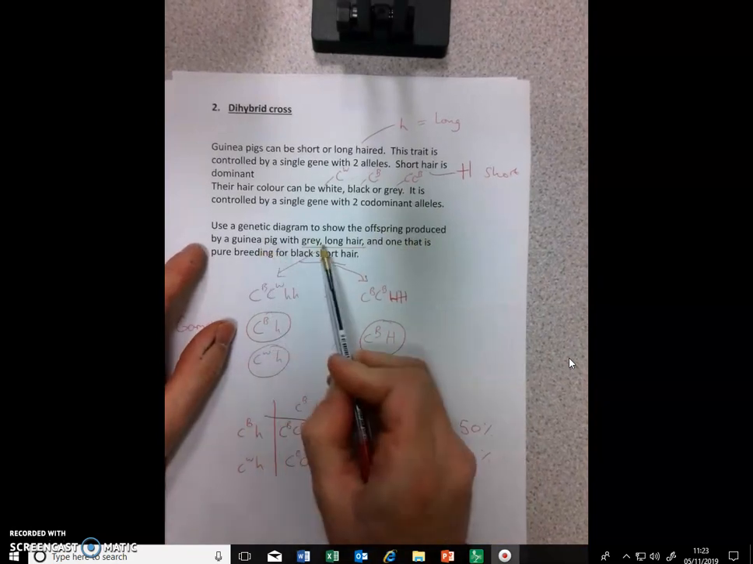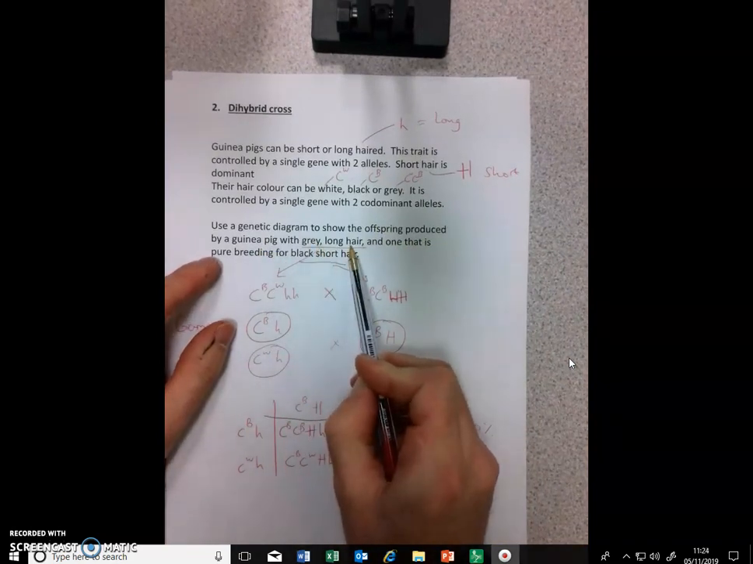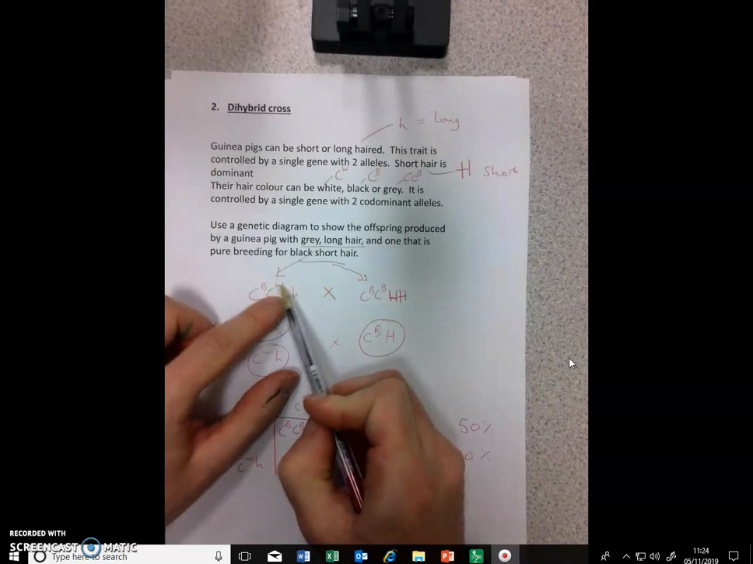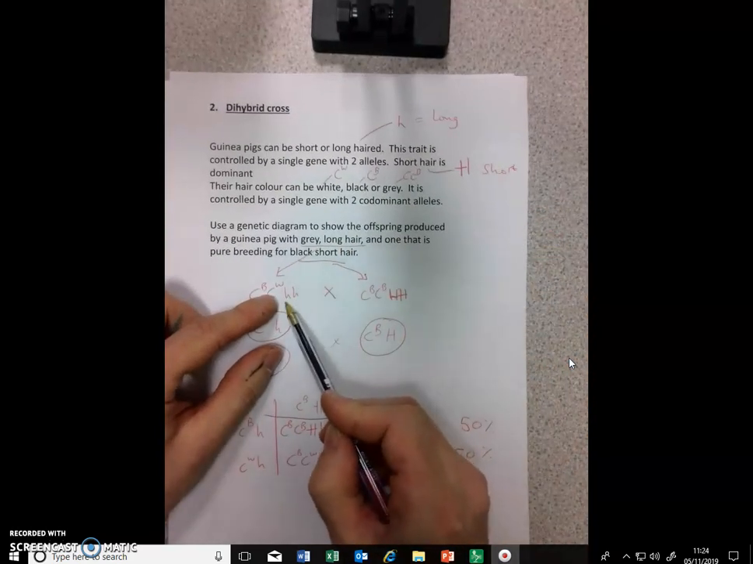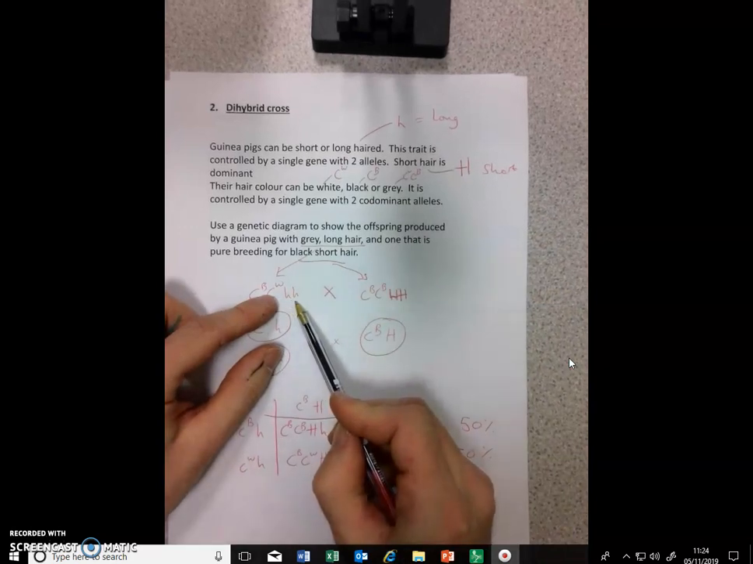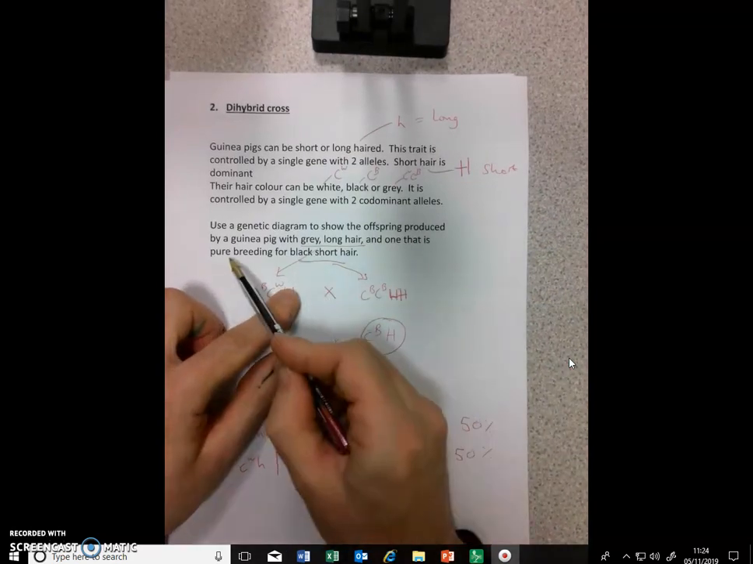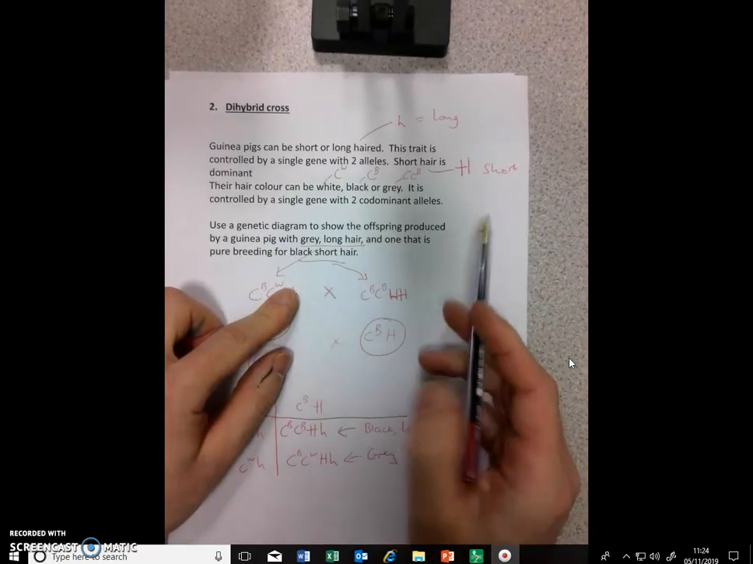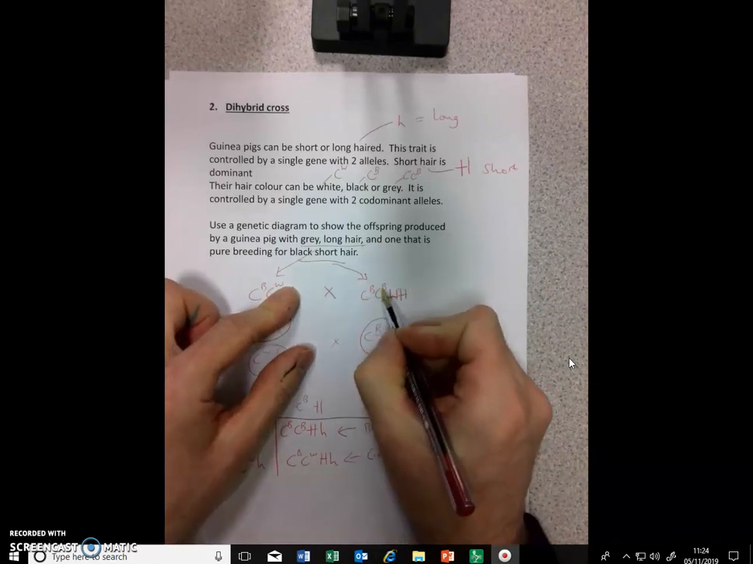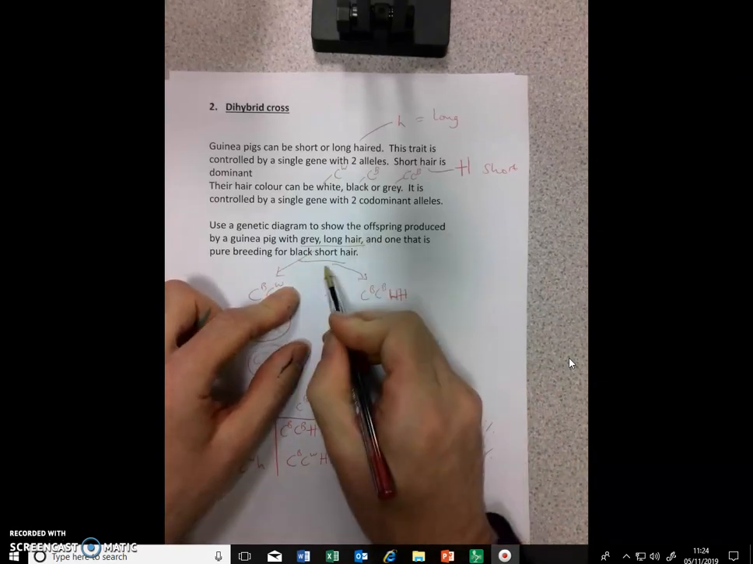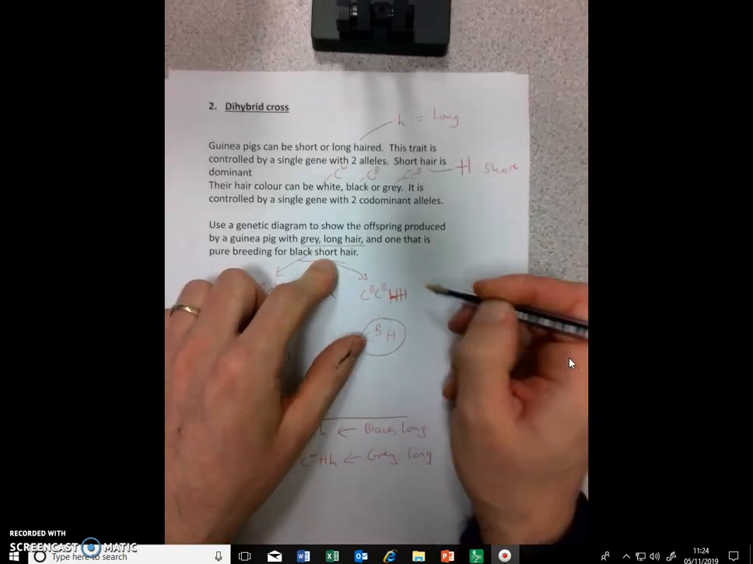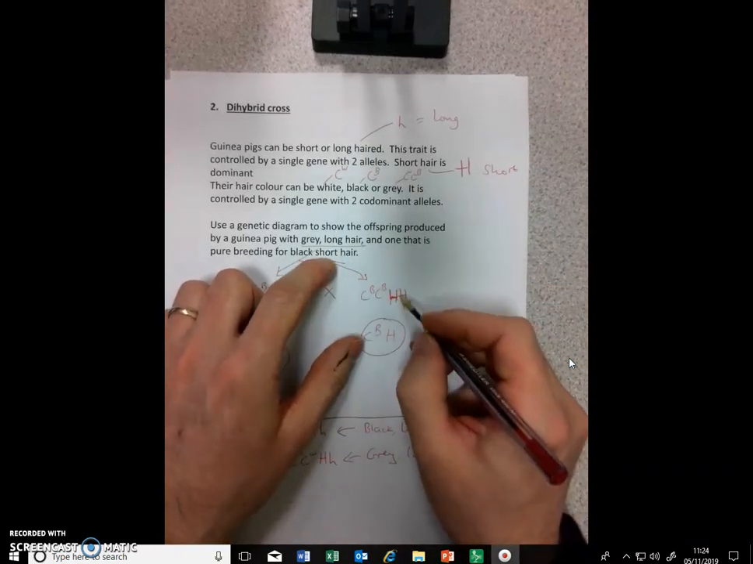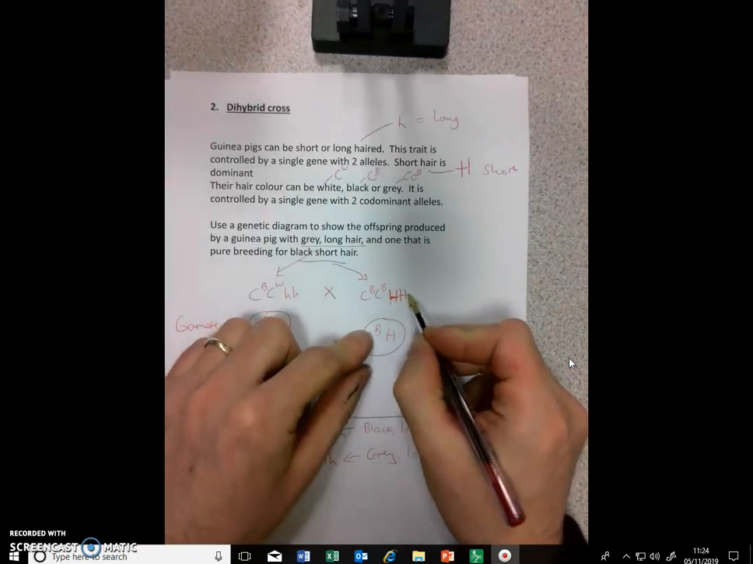So we've got a guinea pig with grey, long hair. So grey, CBCW, that's the only way of getting grey. And it's long hair, that's the recessive trait, so it has to have both recessive alleles, so that has to be little h, little h. And the other one is pure breeding for black, short hair. Pure breeding for black means that it's CBCB, it's homozygous for that. And it's pure breeding for short hair. So that means that even though it's the dominant trait, we know for a fact there is no recessive allele hiding there. It's capital H, capital H.